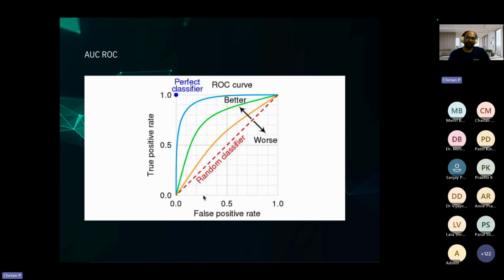Now there is one yellow line and you can see that it is just above it. It may be 60%. Then there is a green line, then there is a blue line. So you can see that the more the line goes toward the upper side, to this corner, the better. The blue line is perfect, right? That means it is properly identifying all the positive cases and all the negative cases.